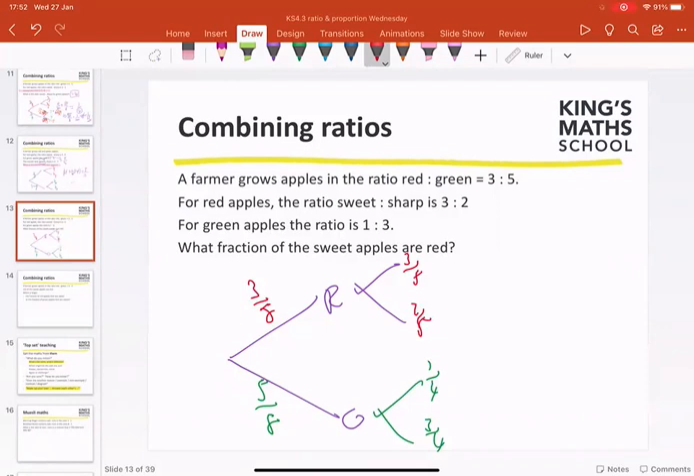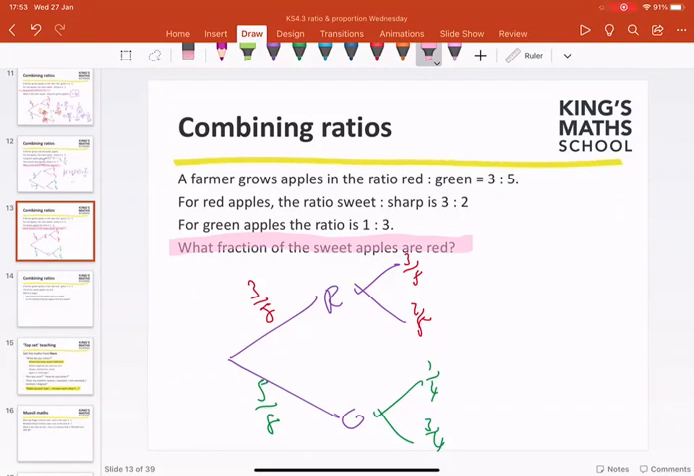And now we're asked, what fraction of the sweet apples are red? Now, what I think the students will say is, well, isn't the answer 3/5? So get them to articulate that 3/5 is the fraction of the red apples that are sweet, and we're asked the other way round, what fraction of the sweet apples are red? I think that's hard. It's hard to do verbally, and it's particularly hard the first time you come to it.